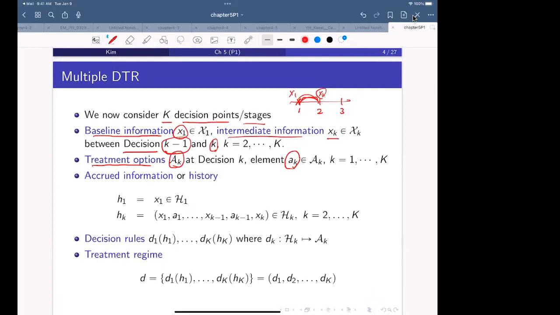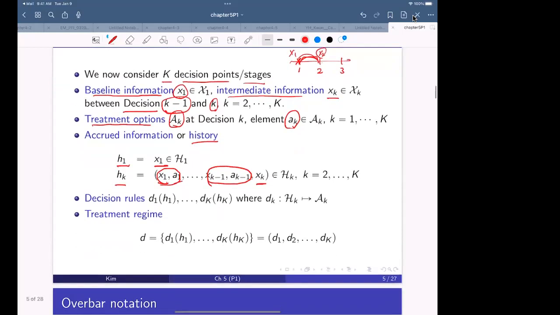And then the history is H1, we have only one history, right? But for HK, basically we have pairs of X and A, from time 1 to time K minus 1. So previously we have X and A, and then at the Kth visit, we have XK observed.